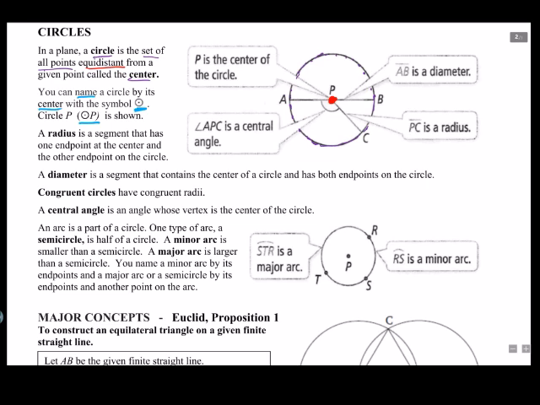Now, how do we get all of those points that are equidistant? We use the radius. And a radius is simply a segment that has one endpoint at the center and the other endpoint is on the circle. So we put our point at the center and we draw a segment to the circle. And so segment PC is the radius. And segment PC, that distance, the length of that segment, is the length that we use to find all of these other points. So we could draw radii.